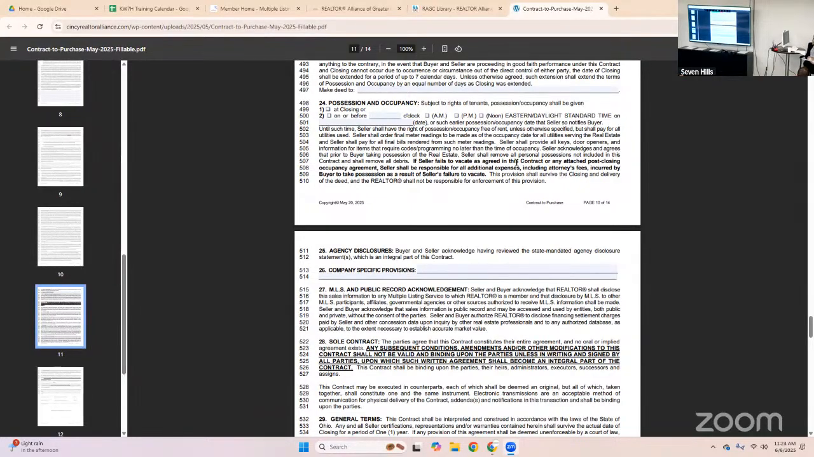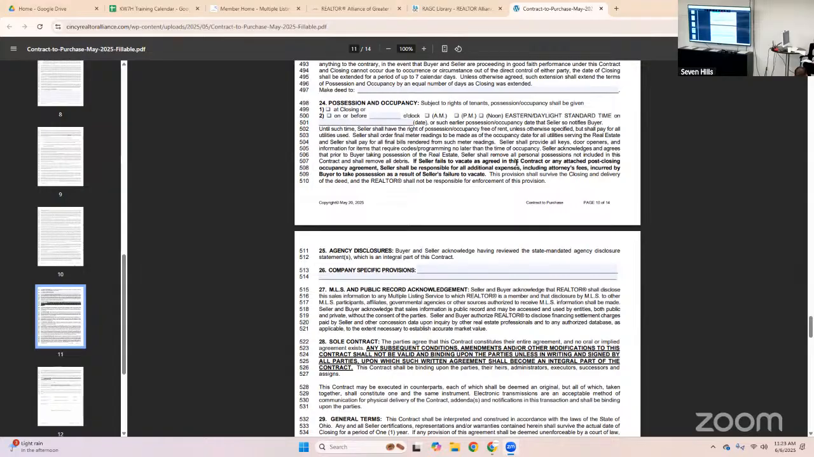I'm confused. Buyer and seller acknowledge having reviewed the state mandated agency disclosure statement. Yeah, so they're acknowledging what the seller put in the disclosure statement. Agency, who's representing whom? Oh, okay, agency. I thought you were on property.